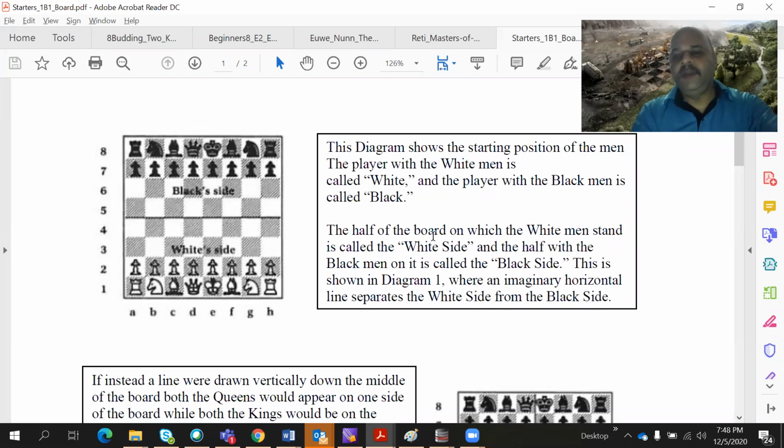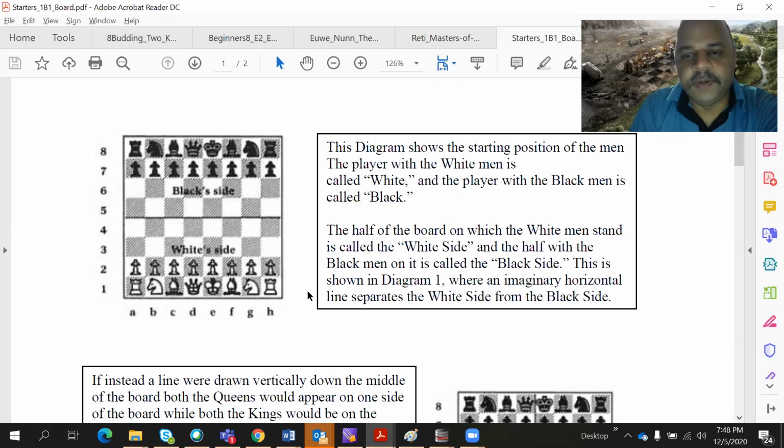Okay. So what we are going to study, if you have watched my video and gone through the handout, then it will be very simple. So we'll try to cover 2 handouts this week. We'll start with first of all understanding the chessboard.